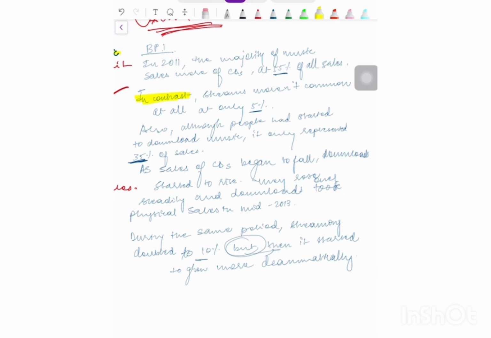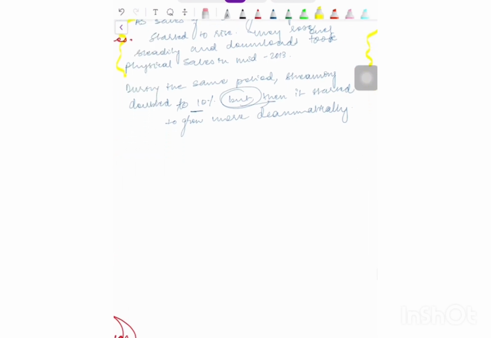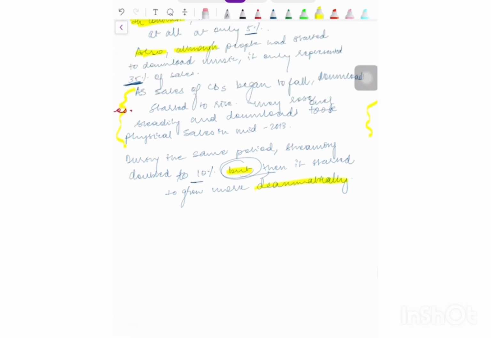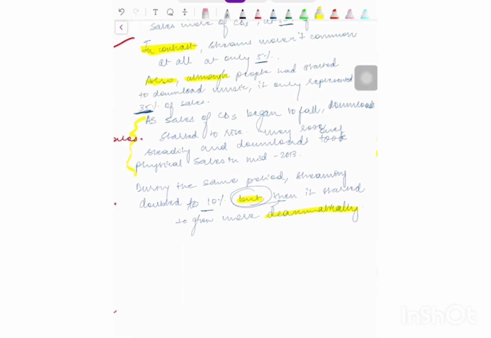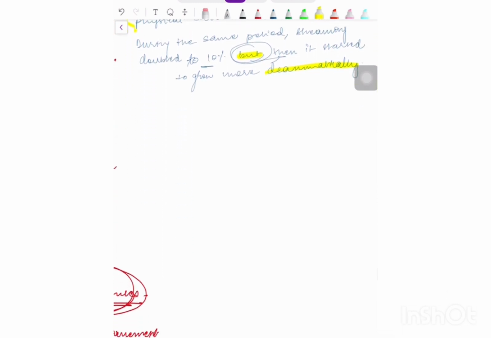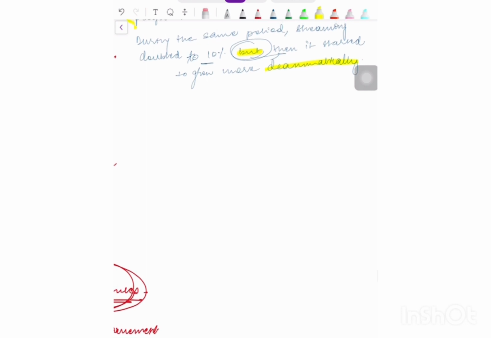In contrast, also, although people had started to download music, it only represented 35% of sales. So here is the use of compound and complex sentences all throughout the graph. And then here there is another use of linker. Dramatically is a good lexical resource. This is how you have to formulate a body paragraph.